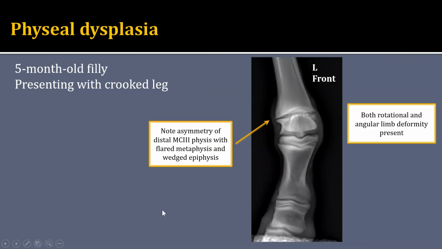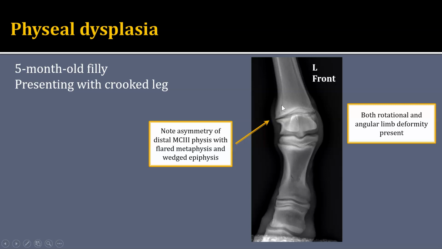Here's a patient that has it affecting the distal third metacarpal bone. This is a 5-month-old filly who's coming with a crooked leg. And if you notice this distal third metacarpal bone at the physis here medially, so our label is telling me that this is the lateral side, medially there is quite a bit of broadening and flaring of both the metaphysis and the epiphysis. The epiphysis is more wedge-shaped, so it's shorter here on the medial side.